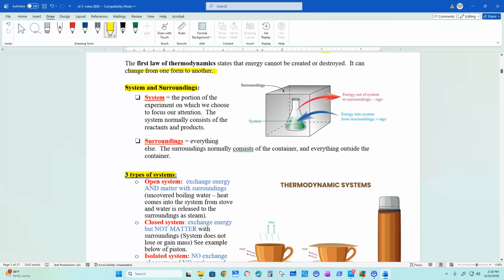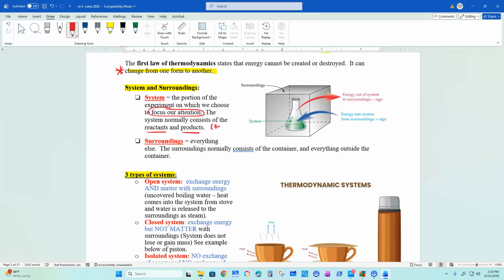First, system and surroundings. If you're going to change it from one form to another, we have to figure out what is the part that we're studying and what is the part that we're not studying. So we call it the system. This is the part of the experiment that we are focusing all our attention on. In a balanced equation, it would be like the reactants and the products, okay? It'd be everything in your balanced equation.